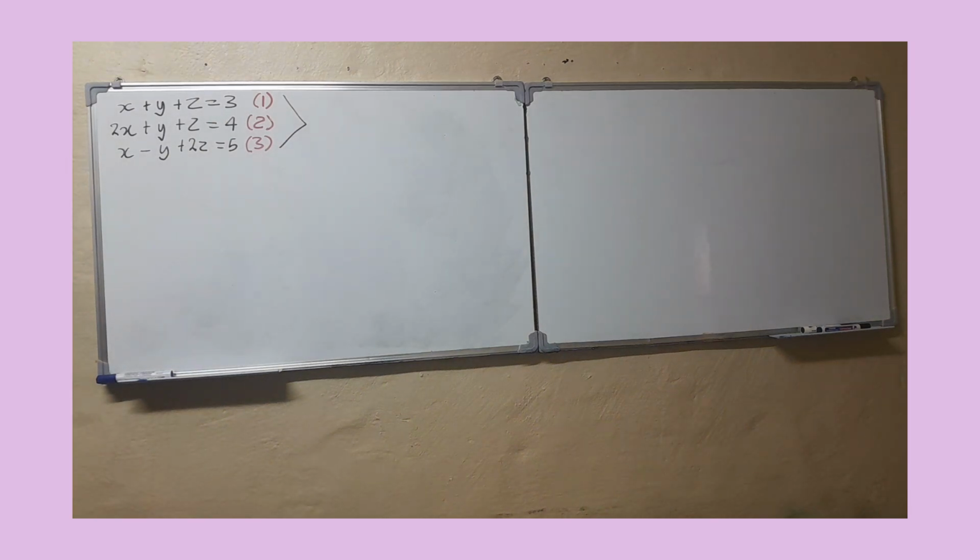In today's video, we want to discuss the matrix method of solving simultaneous equations. I do have three simultaneous equations on the board. Equation 1 is x plus y plus z is equal to 3. Equation 2 is 2x plus y plus z is equal to 4. And equation 3 is x minus y plus 2z is equal to 5.